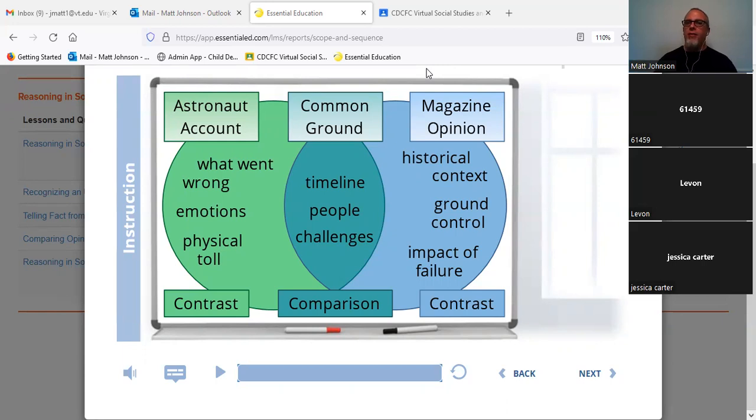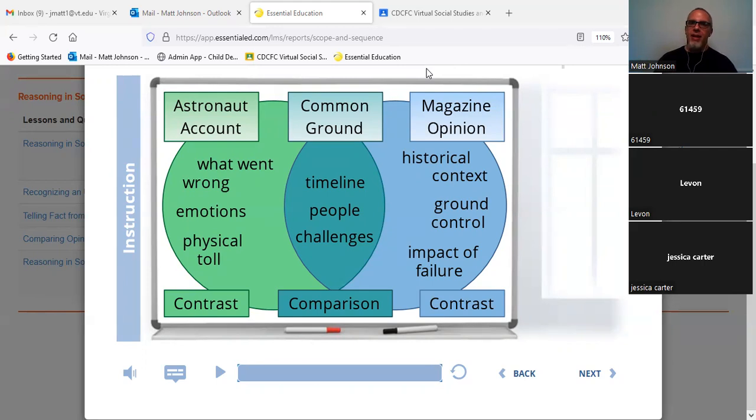Now, on the other side, you have the magazine opinion, right? So a secondary source, providing historical context, adding perspective by looking at the things that were happening by ground control, back here on Earth. And the impact of the failure. So again, that's adding context as far as the significance of the failure of Apollo 13, right?